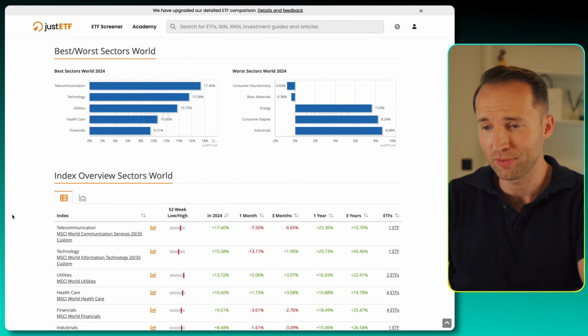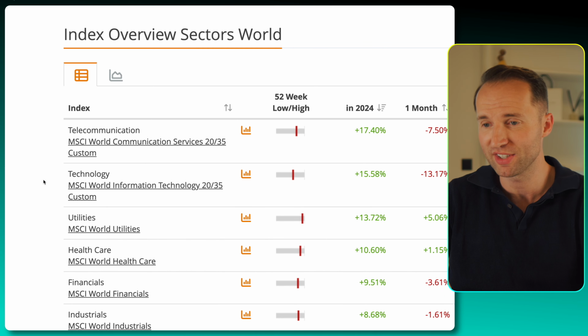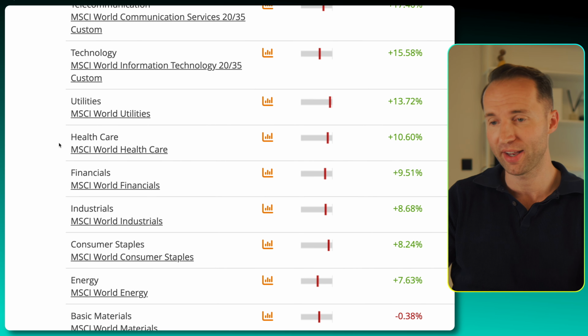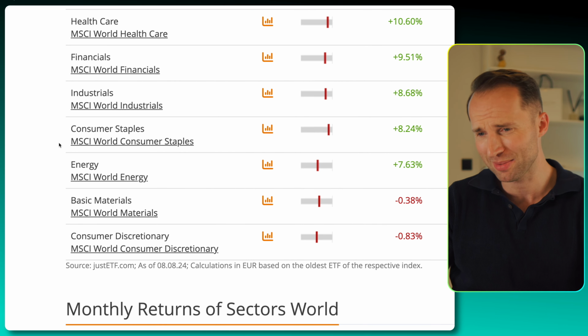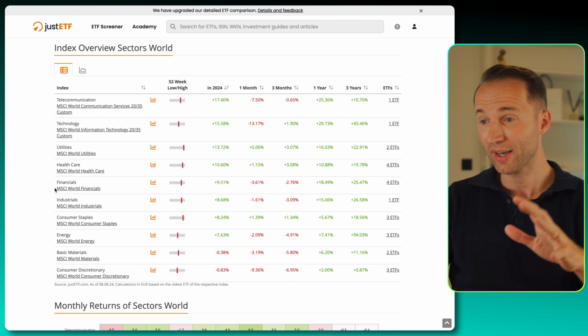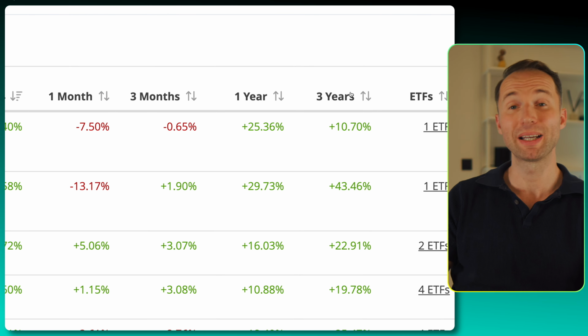Right, going back to the market overview, let's go down to the index overview by sector. So here we have all the various sectors that you can see: telecommunication, technology, utilities, healthcare, financials, industrials, consumer staples, energy, basic materials, and consumer discretionary. Looking at all of those, let's filter by the 3-year performance. Who performed the best over 3 years? And what do you guess?